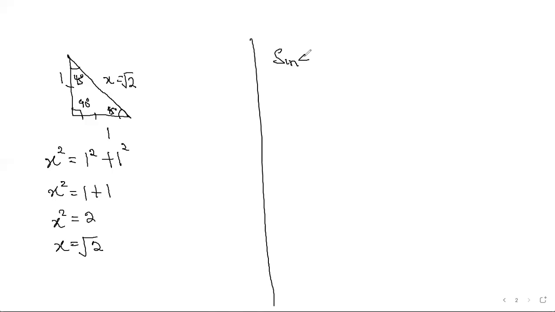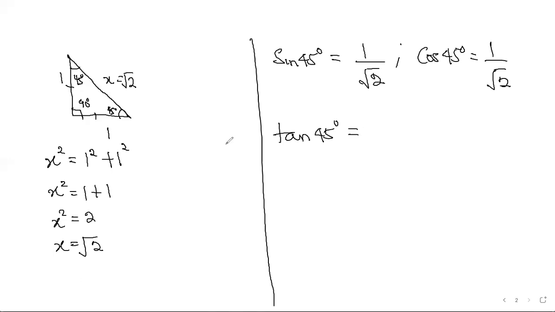Sine 45 degrees will be equal to opposite. If I use any of these two angles, opposite is 1 over the hypotenuse root 2. Then cos 45 degrees will be adjacent. The adjacent to this angle will be 1, and hypotenuse is root 2. So you can see sine 45 and cos 45 are the same. And tan 45 degrees will be opposite 1, adjacent 1, so 1 over 1, which is 1.